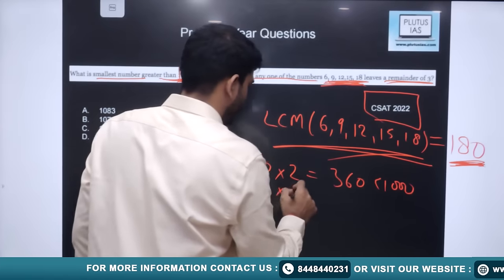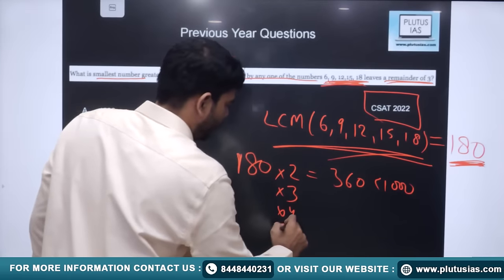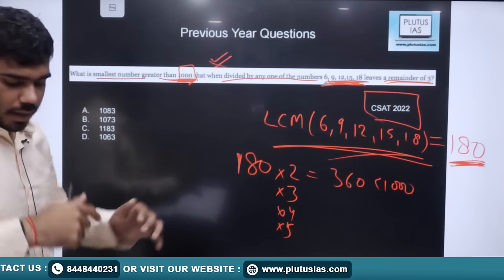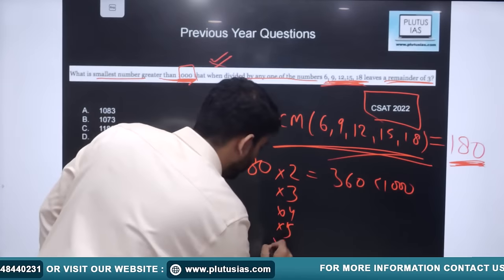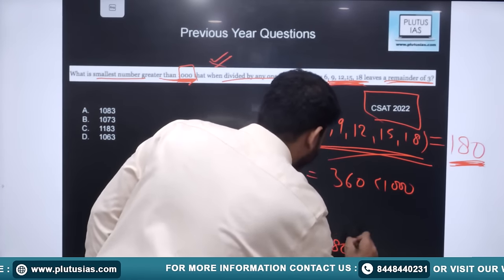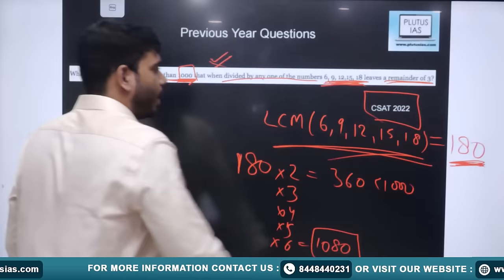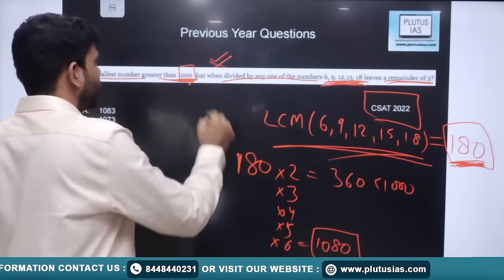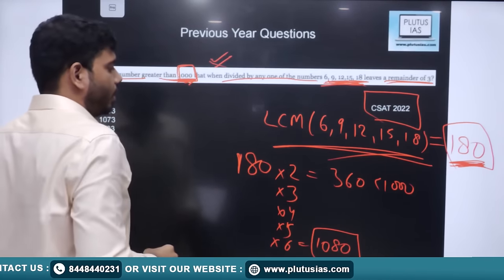We will do into 3, into 4, into 5. We have to find a multiple which is greater than 1000. Finally, we will multiply it by 6 and we will get 1080. This is a multiple of our LCM and this is greater than 1000.